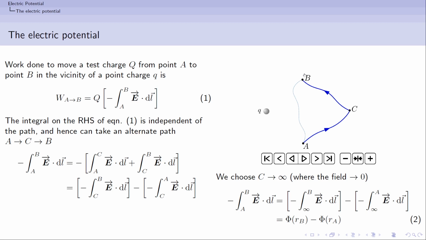So this integration from A to B can be written as an integration from A to C, which is this integral, and an integration from C to B, which is this integral. Okay, so I take this integration from C to B, combine it, and I get here.